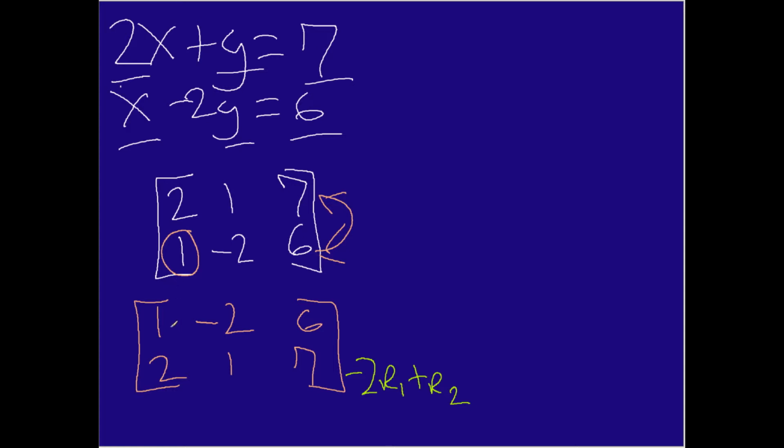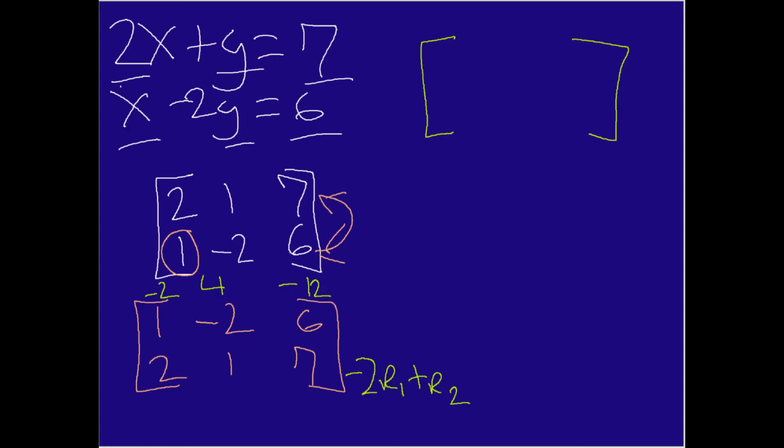Now, watch carefully. 1 times negative 2 is negative 2. Negative 2 times negative 2 is positive 4. Negative 2 times 6 is negative 12. That's what we have here. Now, I'm going to go up here, draw new matrices, and watch what happens here.